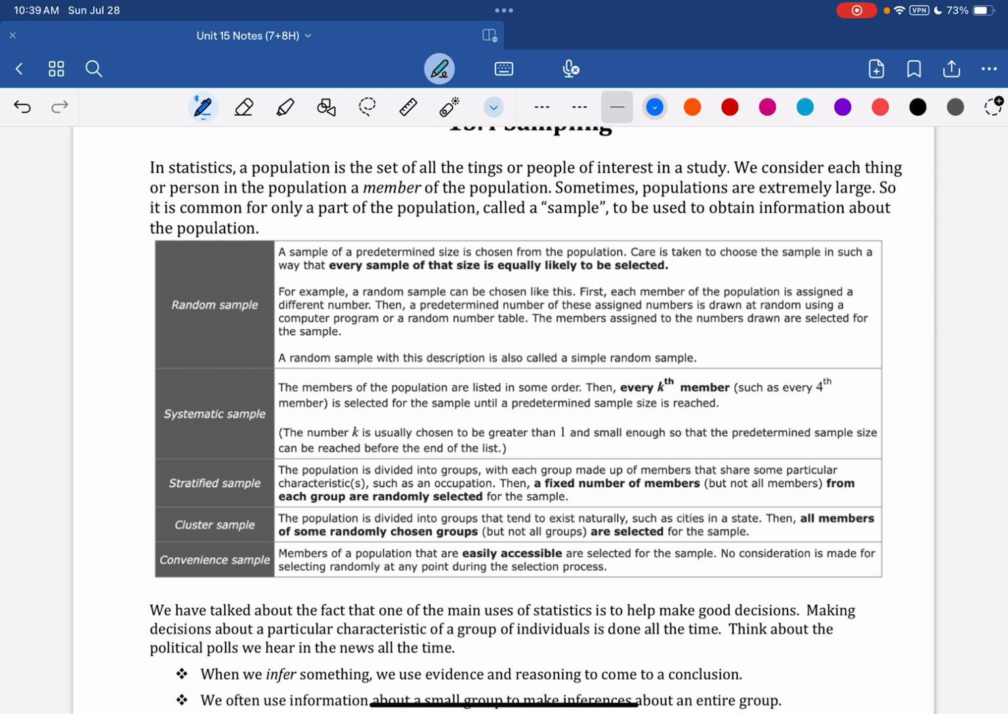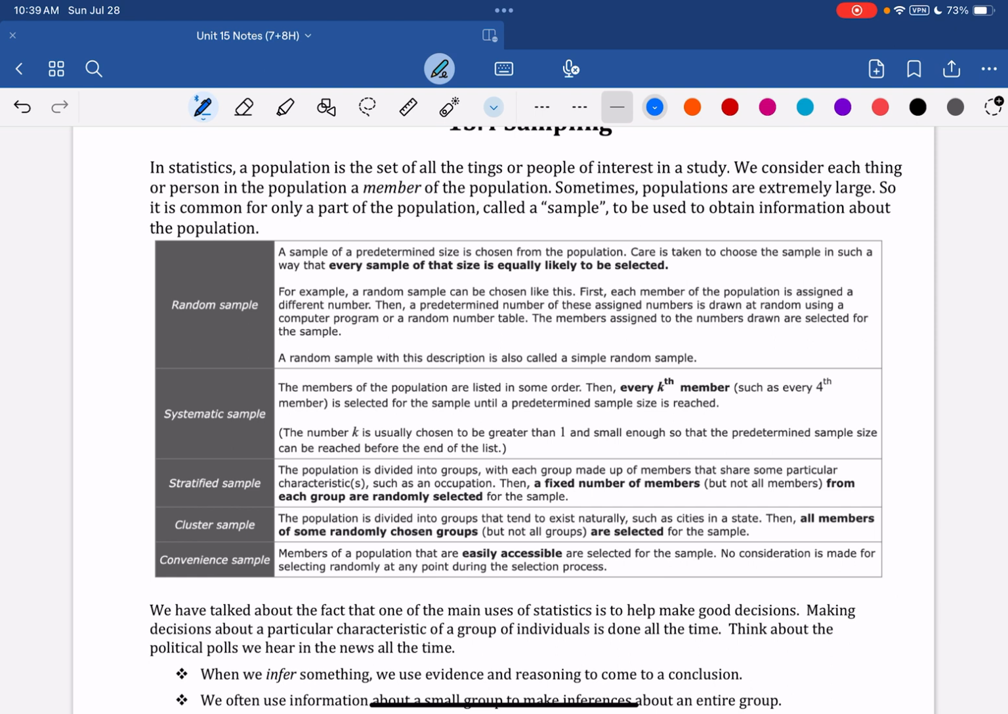A systematic sample, the members of the population are listed in order, and then we say, okay, we're going to pick every fourth member of this. So we're going to systematically list it. Maybe we put everybody in alphabetical order, and then we pick the fourth person until we have the number of people that we want to survey.